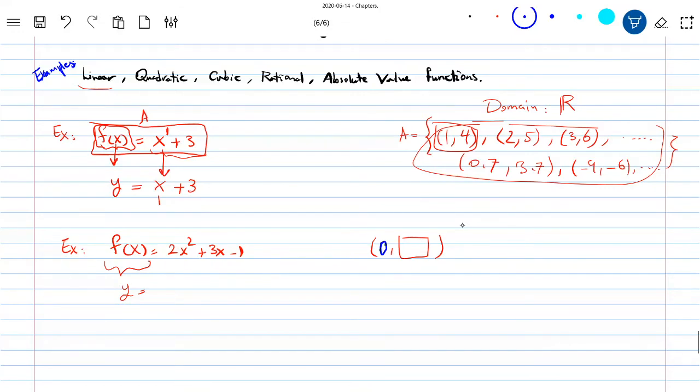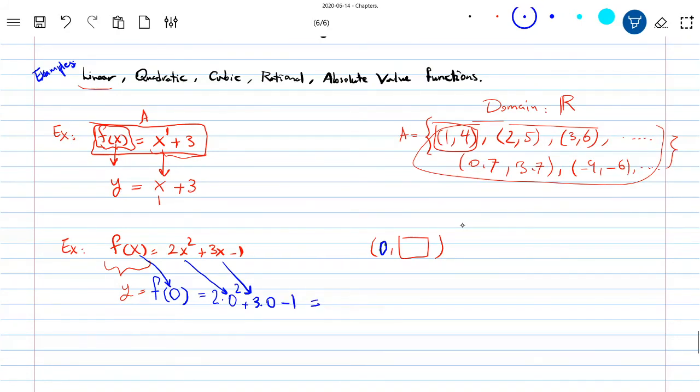So if I want to find out what is the corresponding y value for 0, this is the notation. You replace 0 into the function: f of 0. F of 0 means I replace 0 into the function f, and I expect to find out what that y value is. I replace 0 for x. If you compare, every time I see x, I replace it with 0: 2 times 0 squared plus 3 times 0 minus 1.